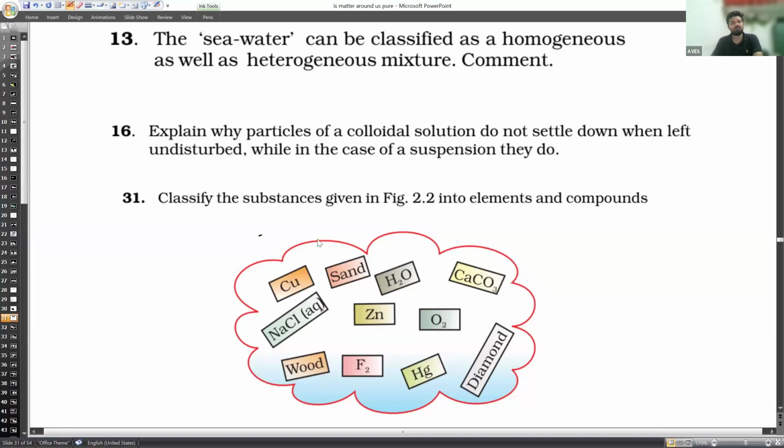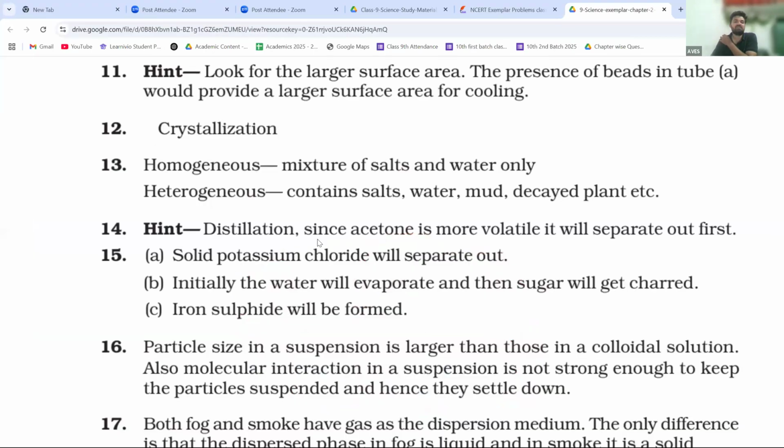Yes, sir. Please write down the answer to question number 13 here. Sea water is homogeneous when it has only salt mixed with water, and it is heterogeneous when it contains salt, water, and mud. Okay.